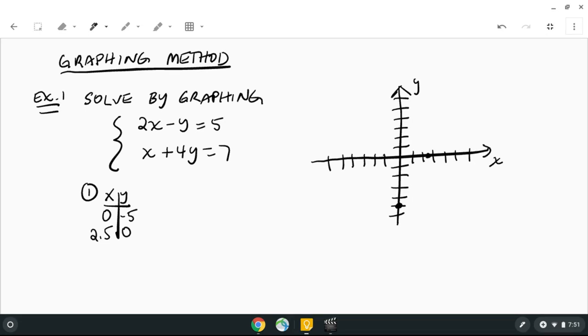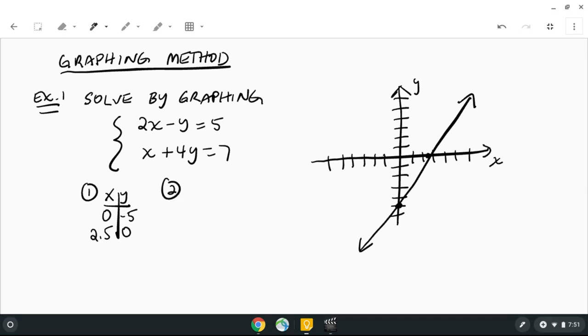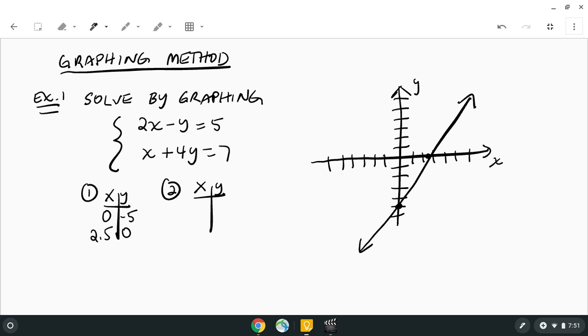Okay, so here are my 2 points. And here is my line. Okay, and now I'm going to do the second one. I'm going to use the same method since they're both in standard form. And again, I would normally not do these charts by hand. I would just do them in my head.